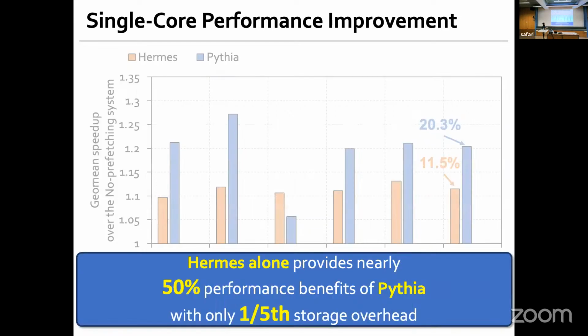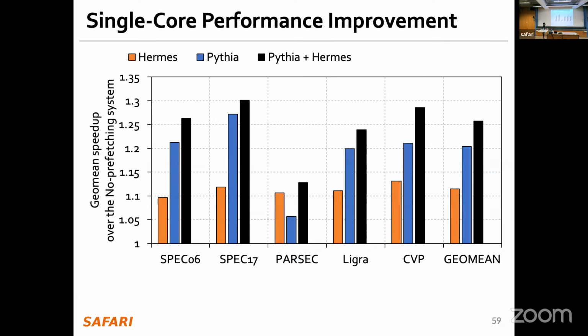That's what I just said, that it gives nearly 50% of the benefits of Pythia with only 1/5 of the storage overhead. But the beauty is that if you add both of these together, then that adds 5.4% more performance benefit even on top of a complex prefetcher like Pythia. So that gives the most bang for the buck. I'm going to do off-chip prediction as well as the standard, traditional way of prefetching.